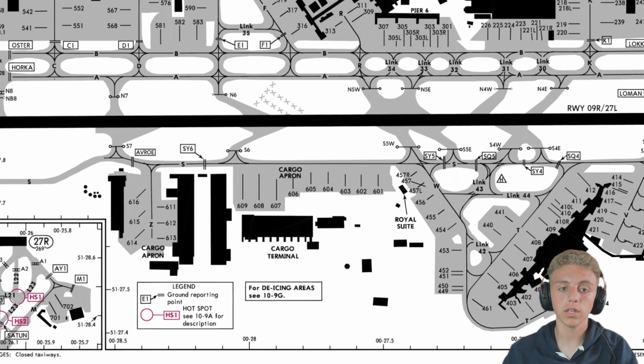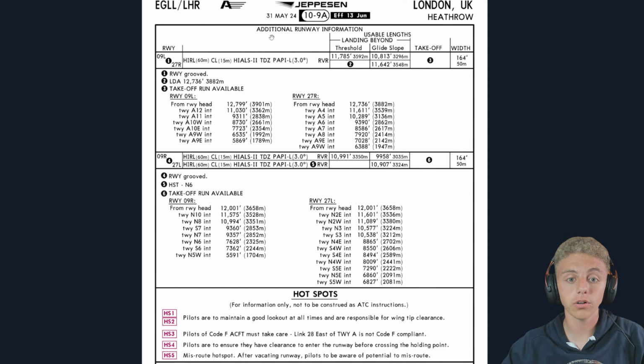I will now go over to the airport info and takeoff minimums chart. Okay, and here we are on the additional runway information, the additional airport information, and the takeoff minimums chart.